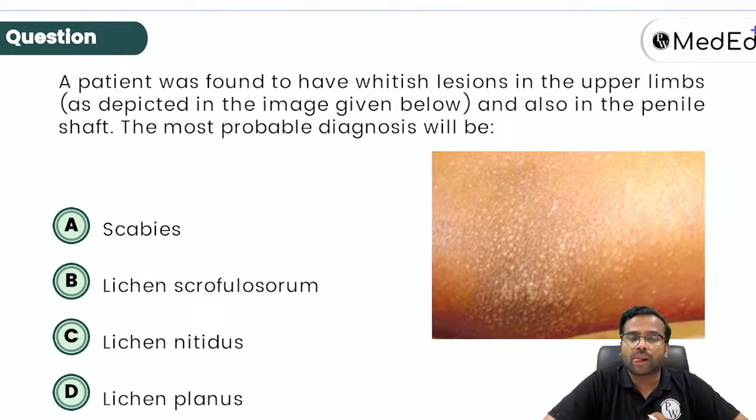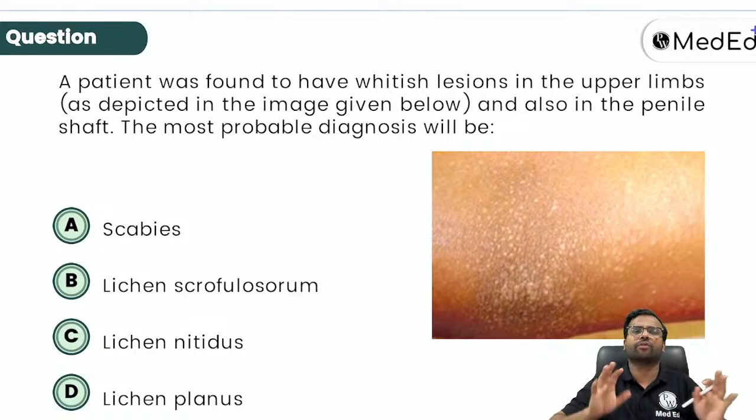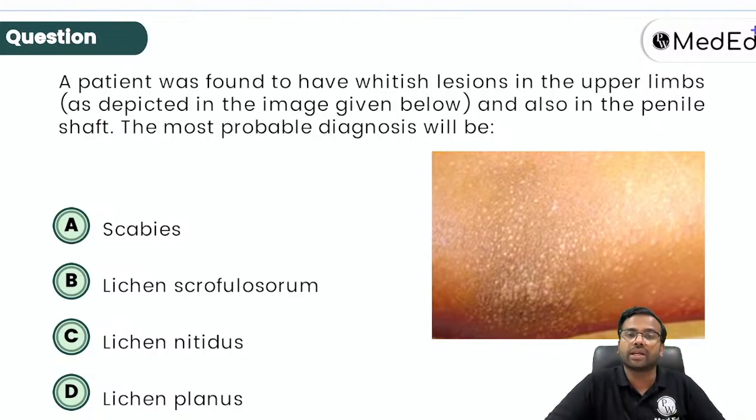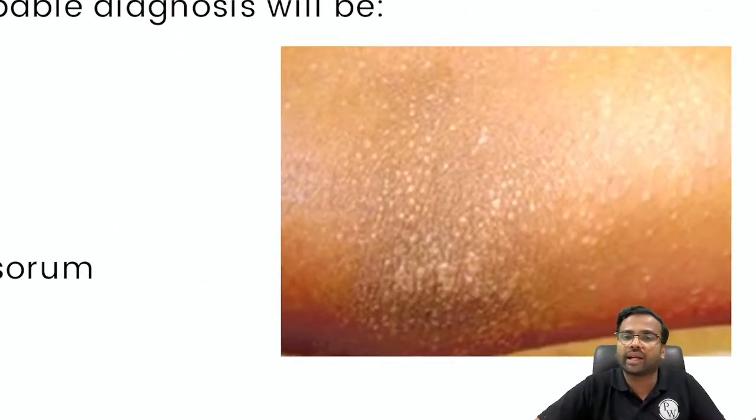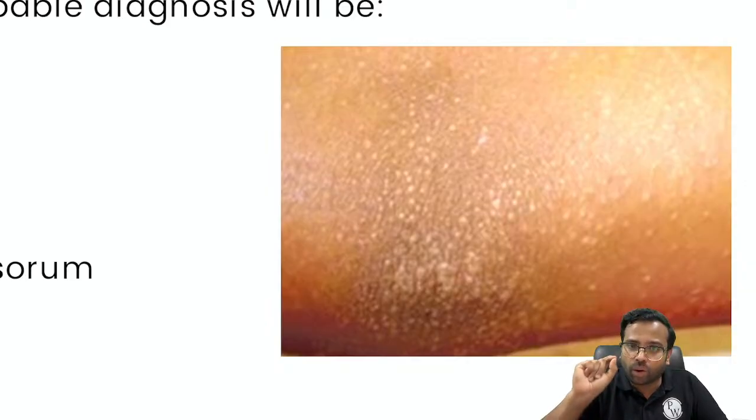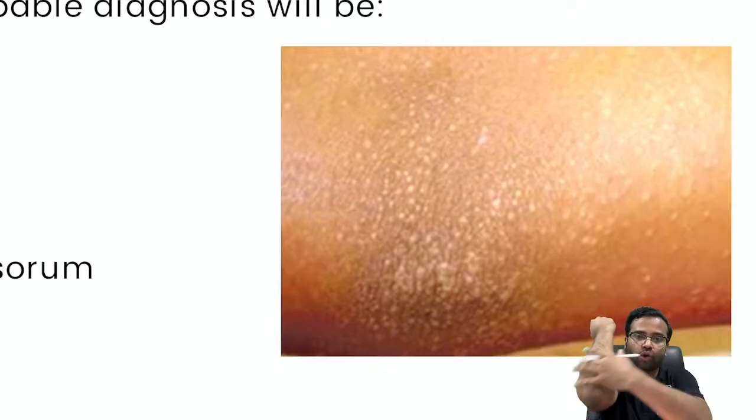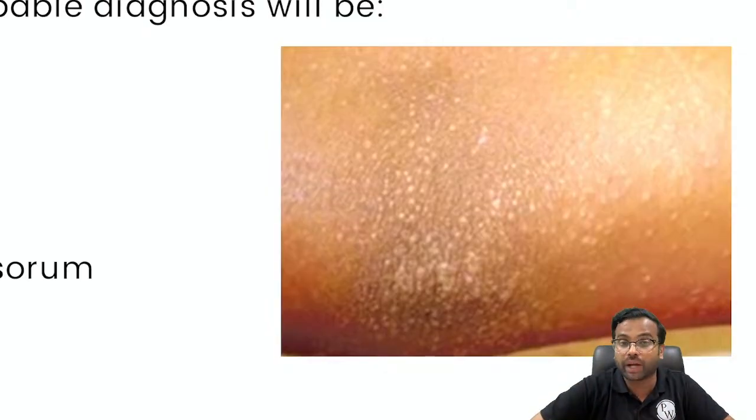A patient was found to have a whitish lesion in the upper limbs and also in the penile shaft. So there is a lesion somewhere in the upper limb, and also there are lesions in the shaft of the penis. The most probable diagnosis would be, the options are scabies, lichen scrofulosorum, lichen nitidus, and lichen planus. If I zoom this image, I can see multiple small pinpointed papules over the elbow region.